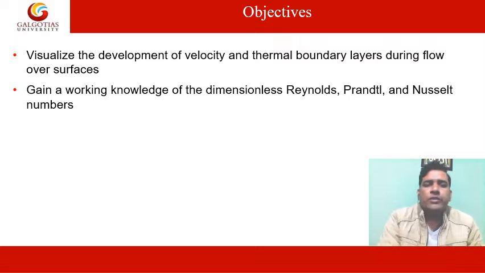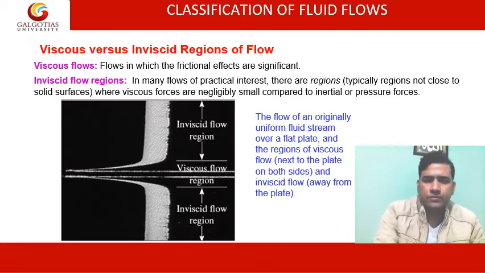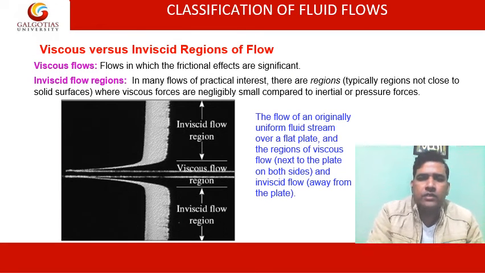So our objective is to visualize the development of velocity and thermal boundary layer during flow over surfaces, and gain a working knowledge of the dimensionless Reynolds, Prandtl and Nusselt numbers. We have earlier studied the Nusselt number, but we again want to have some basic knowledge of these dimensionless numbers. So let us start with the classification of fluid flows.